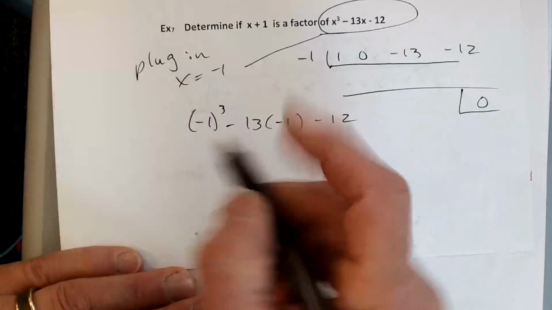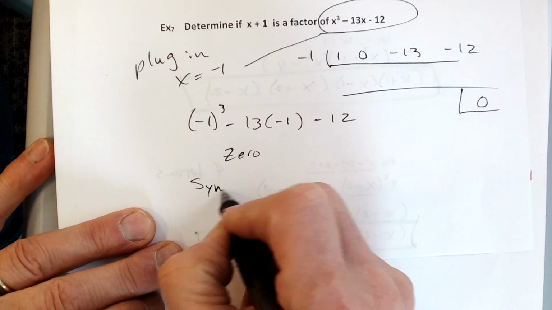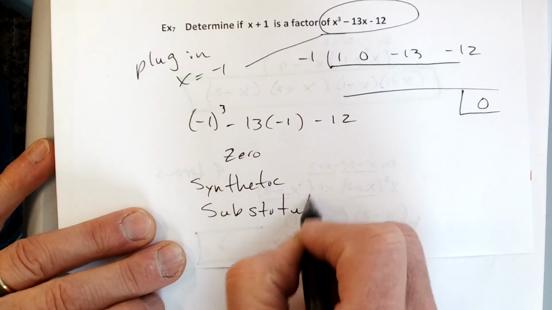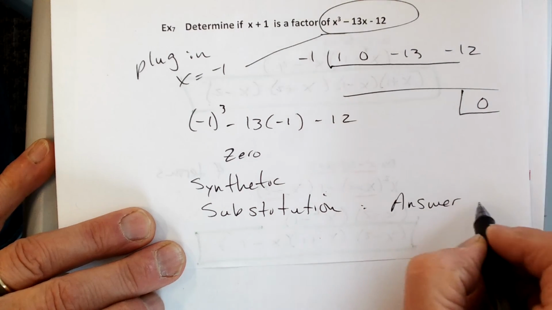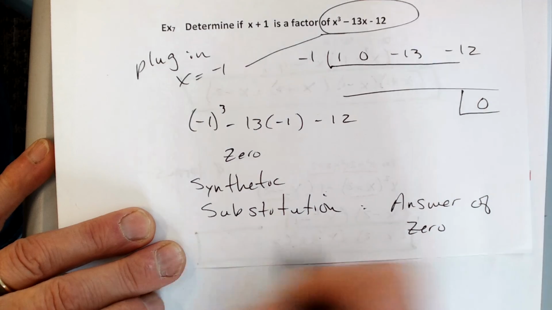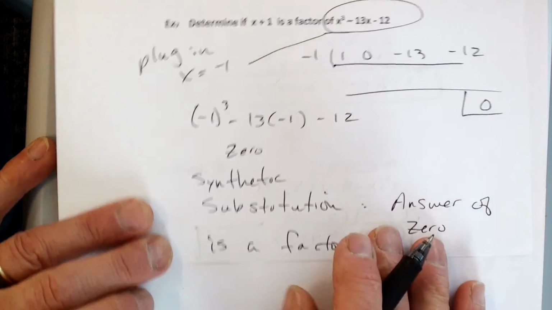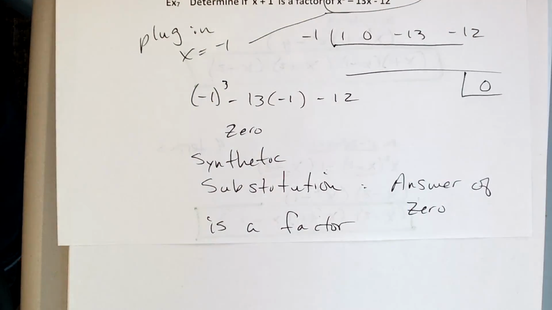So because I get an answer of 0, it's called synthetic substitution. I get an answer of 0, then it is a factor. Okay? So you get an answer of 0, it's a factor, which means it goes in evenly. If we were to divide, we'd get an answer of 0. If it goes in evenly, no remainder, it's a factor, right? Okay. That's all I have.